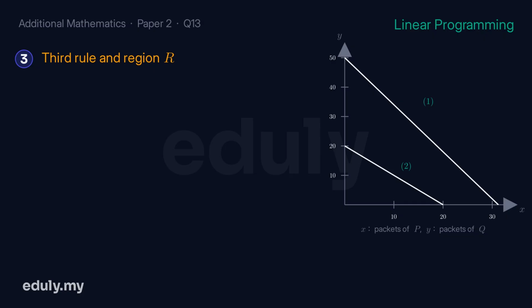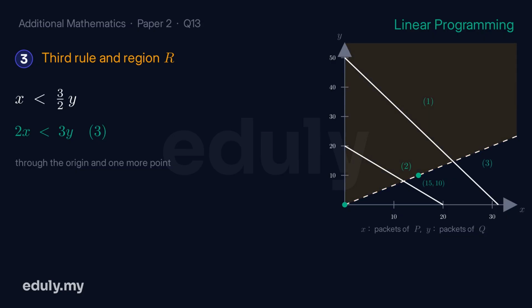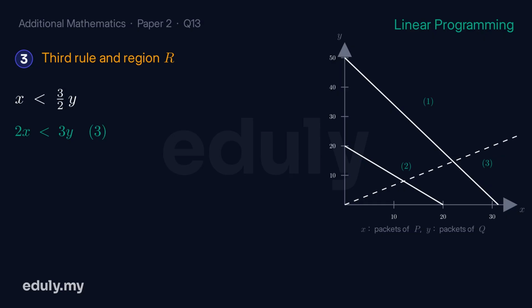Part C. P sold is less than 3/2 of Q. In symbols, x is less than 3/2 y. Multiply out: 2x under 3y, a strict less than, so the line is dashed. It goes through the origin and through (15, 10) as well, since 2 times 15 equals 3 times 10. Draw it dashed and keep the side toward the y-axis, where there's relatively more Q than P. Overlap all 3 kept sides in the first quadrant. The shape that survives is region R.